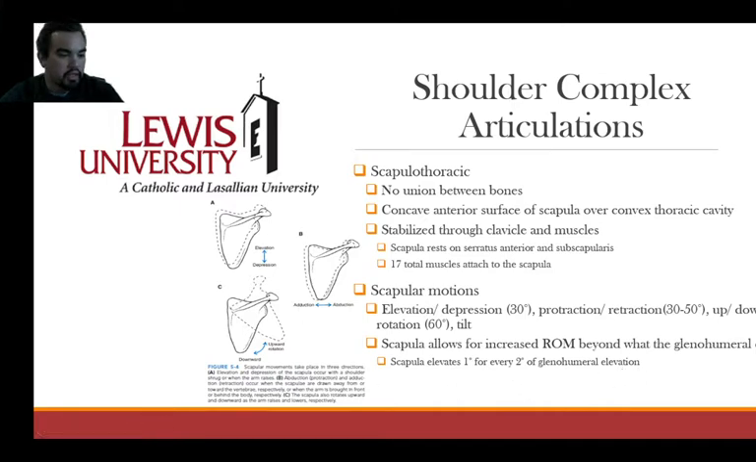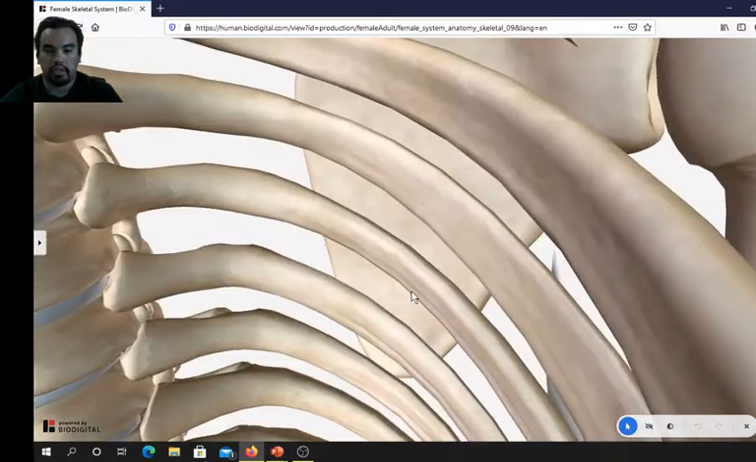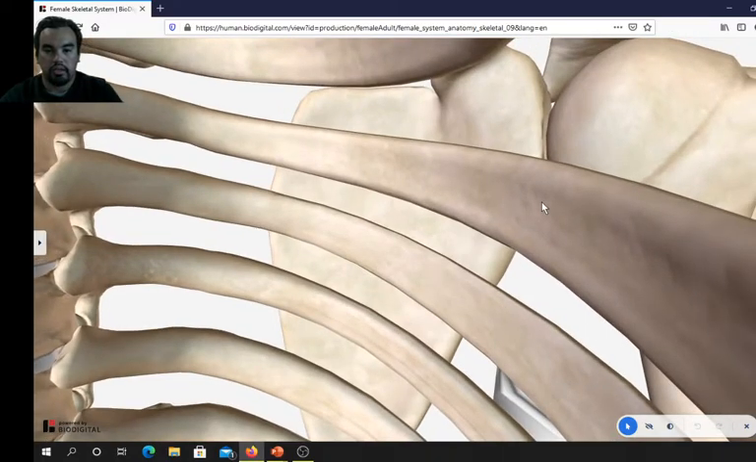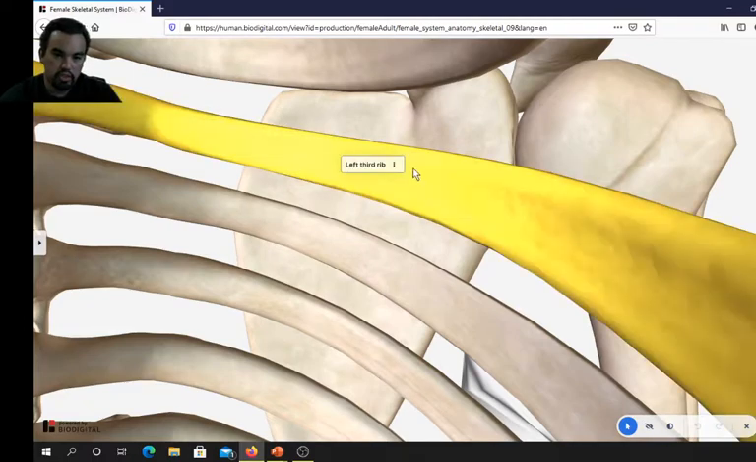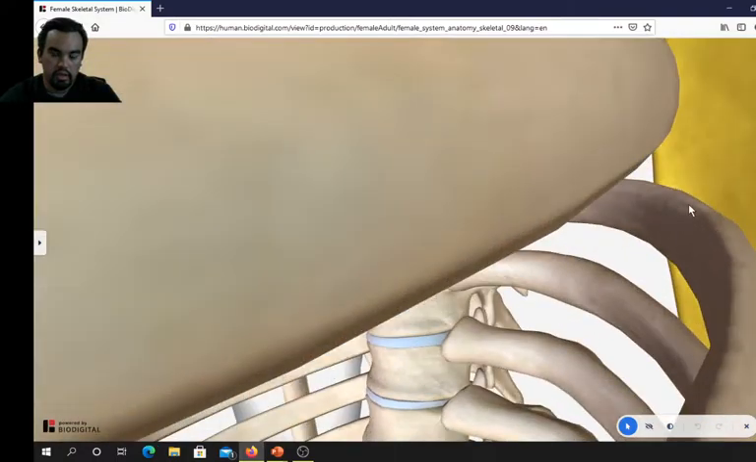So you see here, let's look at our scapula. We can look at the anterior portion here. Okay, and you can see how it is very convex here. Sorry, concave. It's curved in so that it rides on this convex rib back here, and then we have soft tissue underneath it as well. Okay, so that's our scapula there.